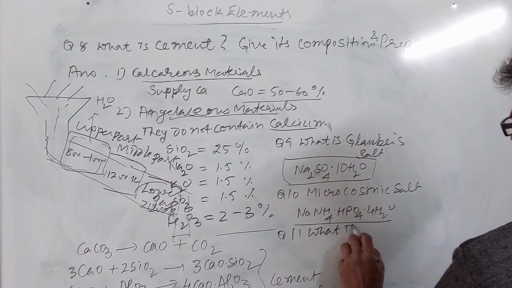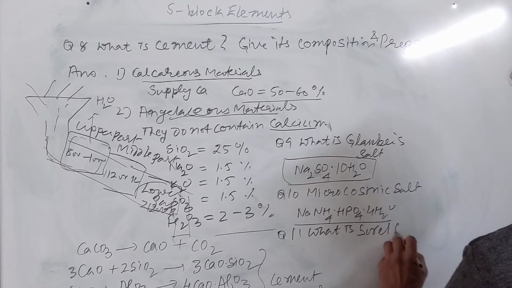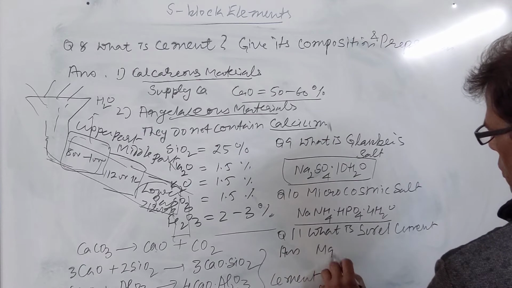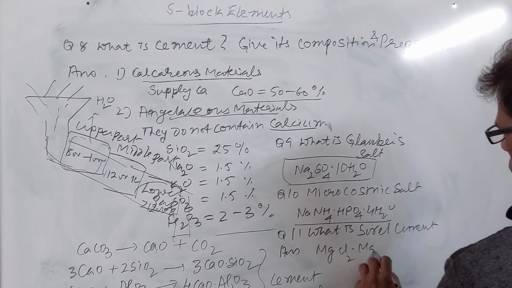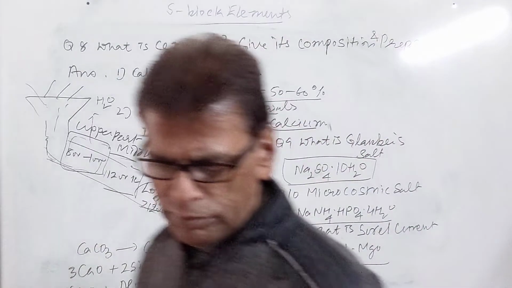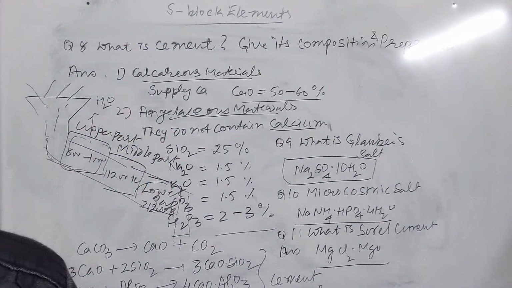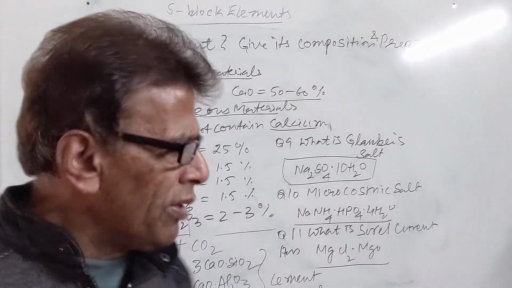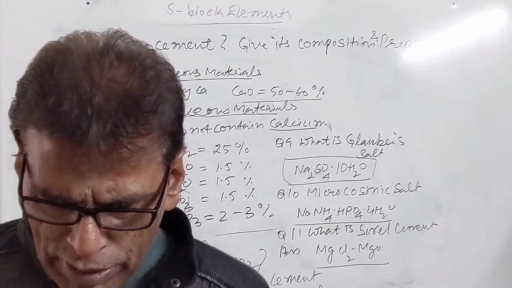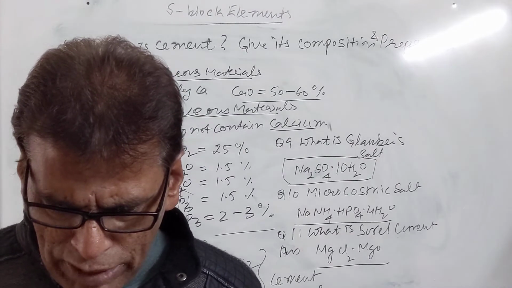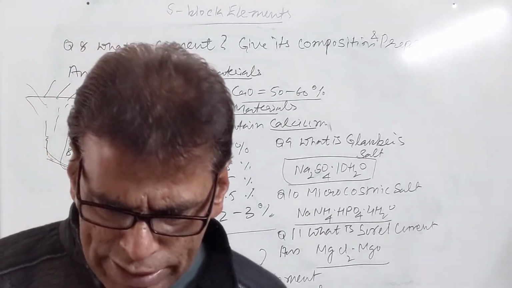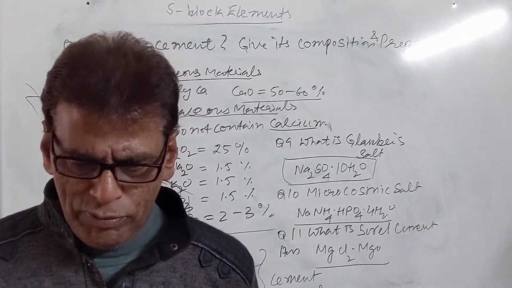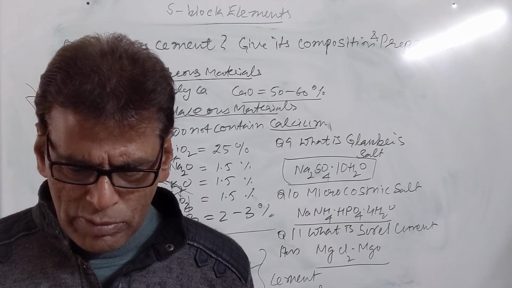Then what is Sorel cement? It is a mixture of MgCl2 and MgO. The mixture of MgCl2 and MgO is called Sorel cement. Its paste is used in dental work also. Then what is milk of magnesia? It is Mg(OH)2. What is kieserite? Kieserite is an ore of magnesium. Formula is MgSO4.H2O.